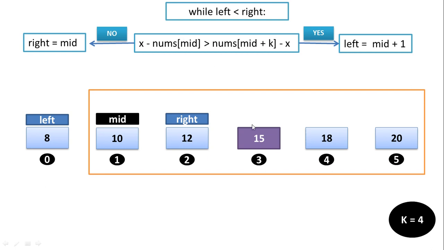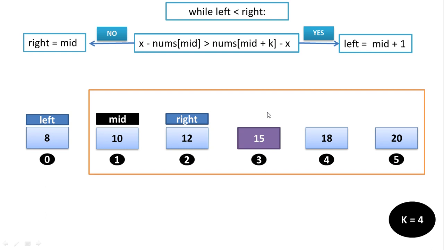We simply subtract 15 minus 10. That is, x is 15, while the value pointed by the mid pointer is 10. So 15 minus 10, which is 5. And then we check if it is greater than the value at the mid plus kth index. So mid is 1 plus 4, which is 5. So that is 20 minus x. So that is 15. And that again comes out to be 5.